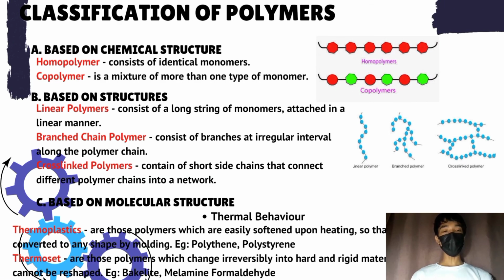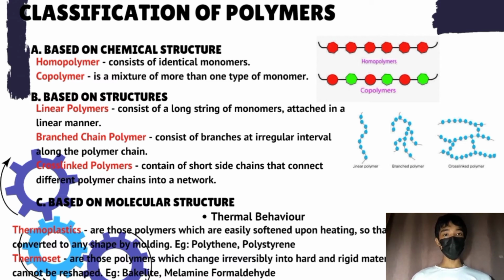I'm gonna report the classification of polymers. First is based on chemical structure. Under the chemical structure, there are two, which are homopolymer and copolymer. Homopolymer is a polymer that is made from identical monomer, while the copolymer is a polymer that is made from more than one type of monomer. As you can see on the diagram, homopolymers are identical monomers, while the copolymers have one or two types of monomer.